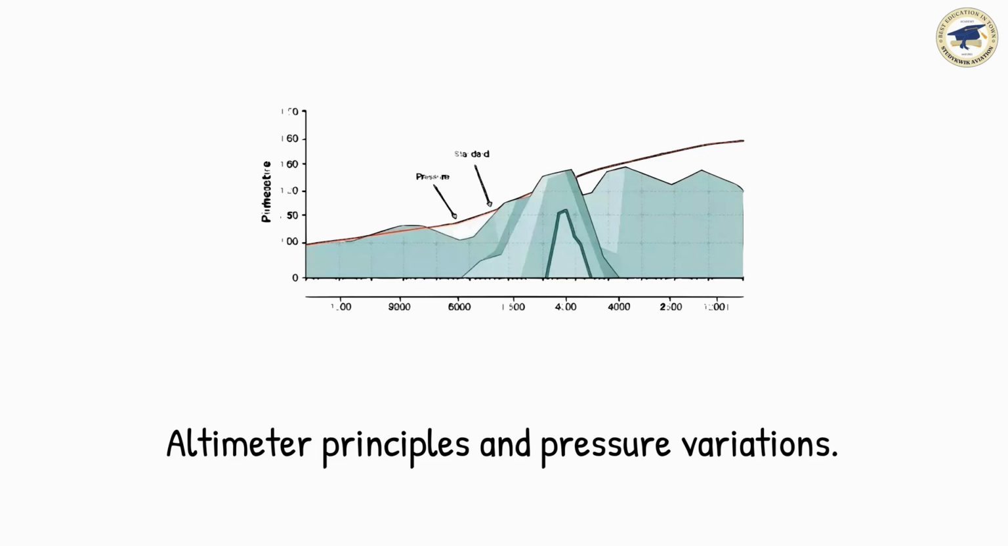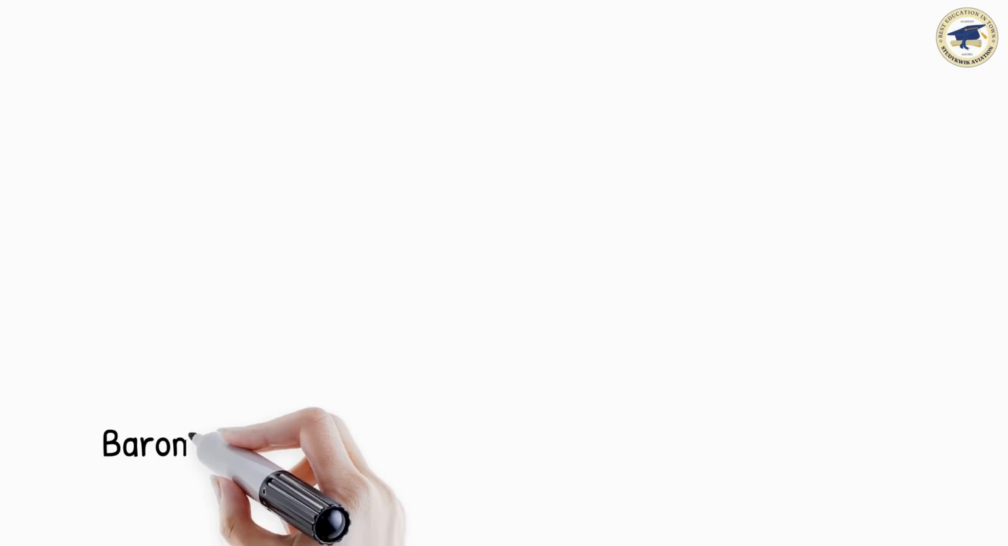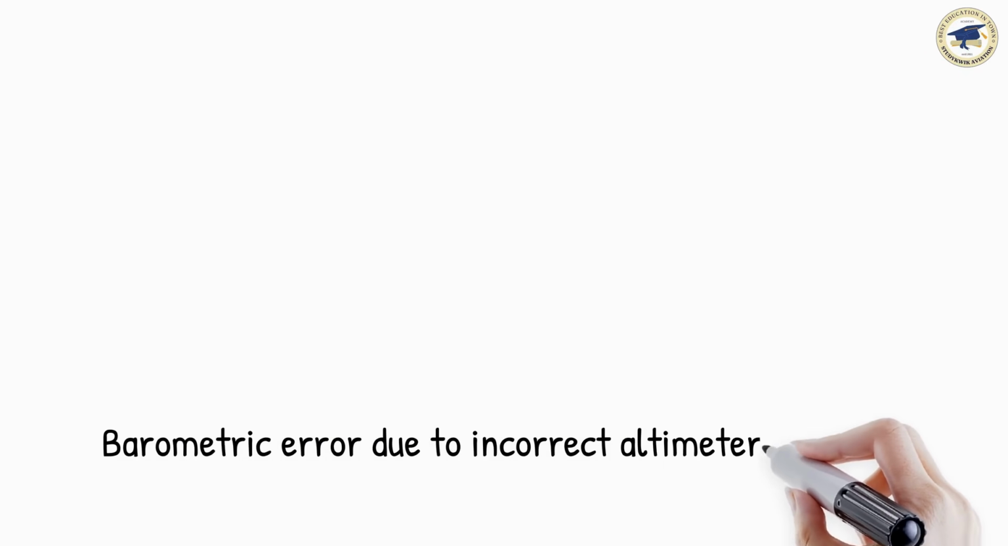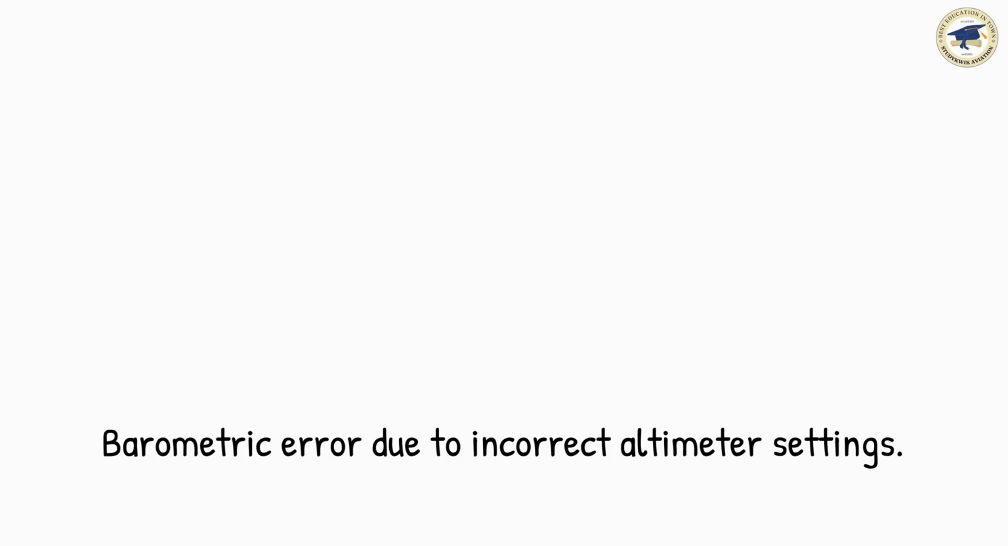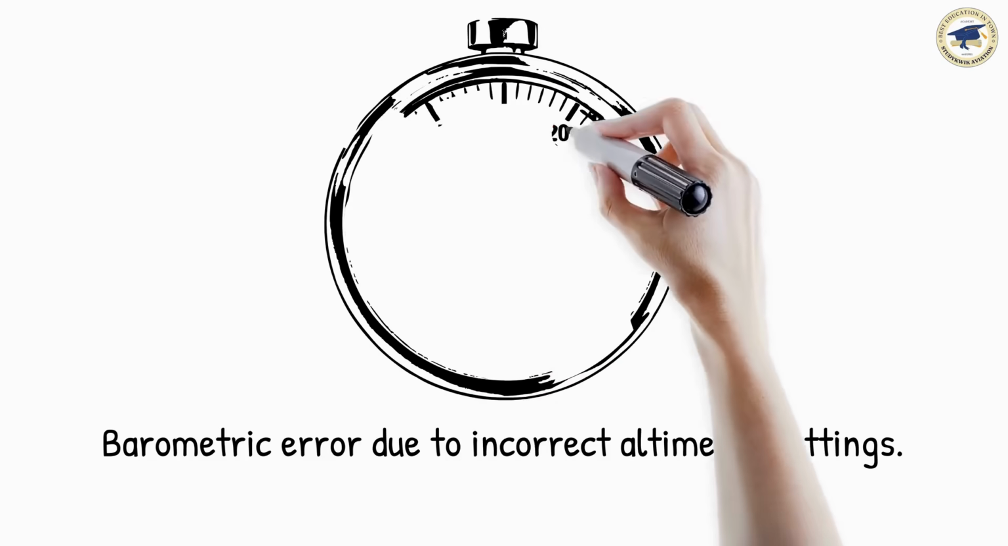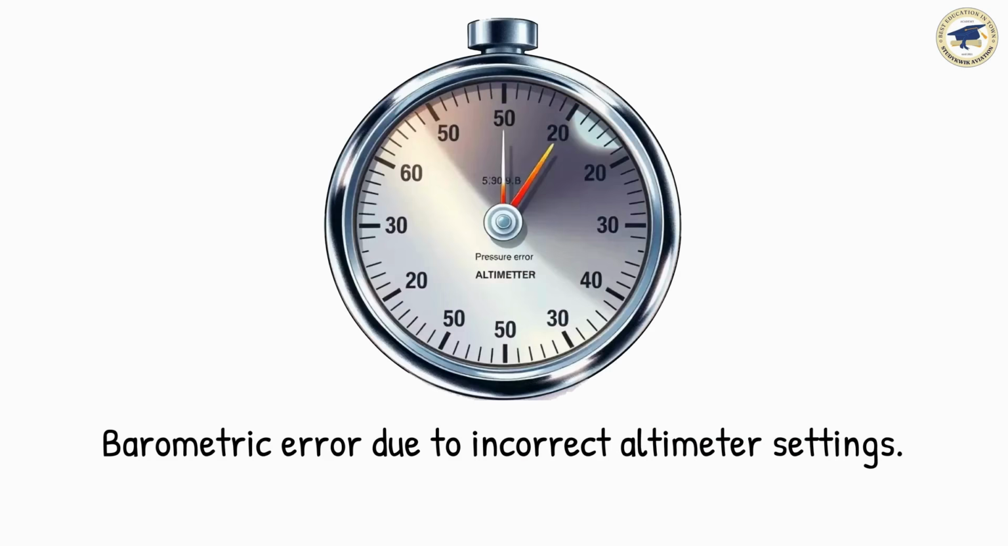Real sea level pressure often ranges from 950 to 1,050 hectopascals, rarely exactly 1013. If sea level pressure is different, the whole pressure profile shifts up or down. If we don't reset our altimeter, we introduce barometric error. For example, if the airport elevation is at sea level and actual sea level pressure is 995 hectopascals, we must set it correctly. Otherwise, the altimeter will be wrong.